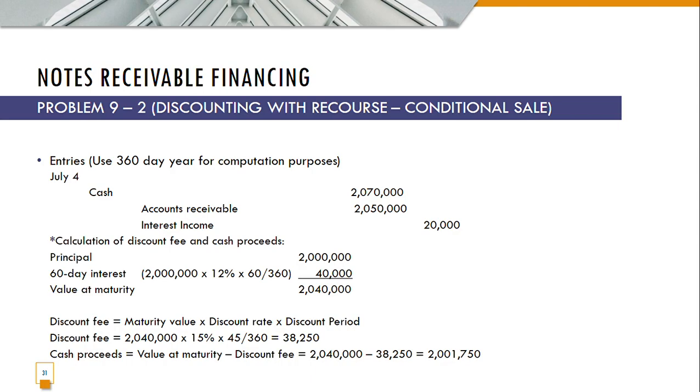So discount fee was calculated using the formula. So you have 60-day interest of 40,000 computed as 2 million times 12% times 60 over 360 days plus the principal of 2 million. So you have value at maturity of 2,040,000. So discount fee is 2,040,000 times the discount rate of 15% times 45 over 360 days. So 38,250 pesos of the discount fee. So you have net proceeds of 2,001,750.